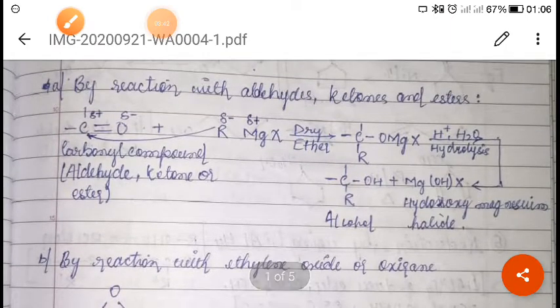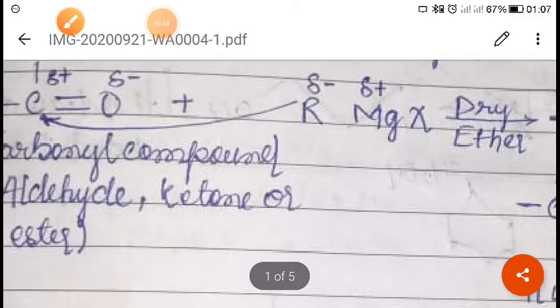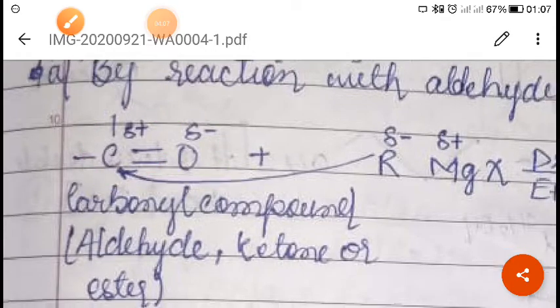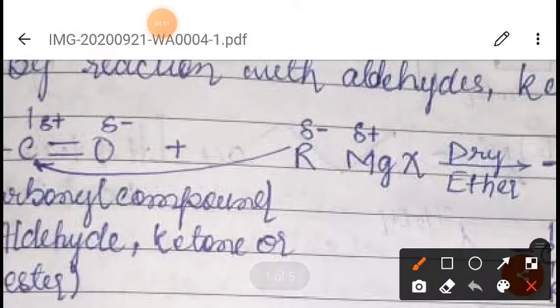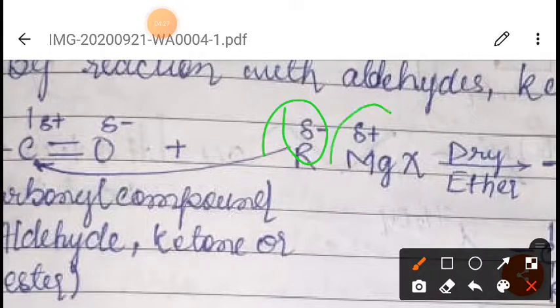Now see what is happening in the first case. Suppose we have used an aldehyde, ketone or anything. The electronegativity of oxygen is more than carbon, so the oxygen will take a slightly negative charge and the carbon will take a slightly positive charge. Again, in the Grignard reagent, Mg has an electronegativity of 1.2 and carbon has 2.5. So the carbon, or whatever group is attached here, gains a slightly negative charge, and Mg gains a slightly positive charge.